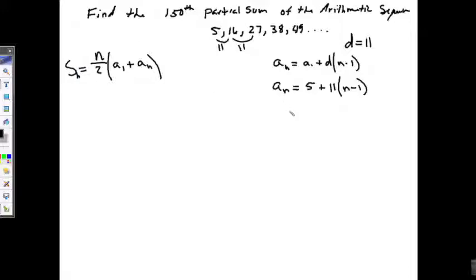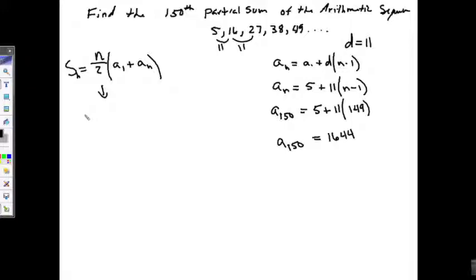Now I need the 150th term. So let's take a look. A sub 150 will equal 5 plus 11 times 150 minus 1, which is 149. Now that number should simply evaluate, and my 150th term evaluates to 1644. Coolio. Now that's only the 150th term. That's not the summation of all terms up to the 150th term. That summation comes from here.